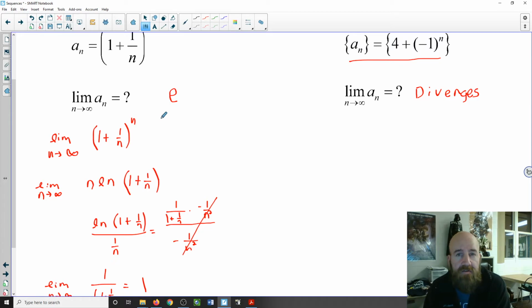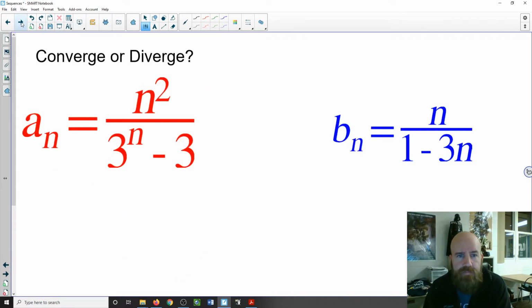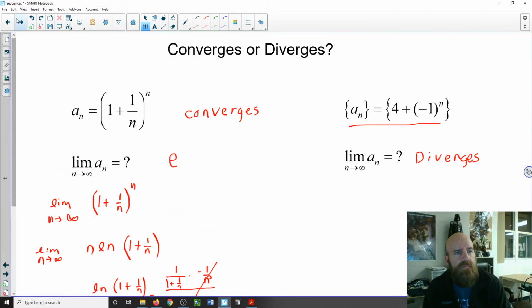So if we get a finite value, we know that this converges. In this sequence, actually, the series, and we'll talk about series later, is where the value of e was created. So that's where this originated. All right, let's take a look at a couple more here, and then we'll be done.